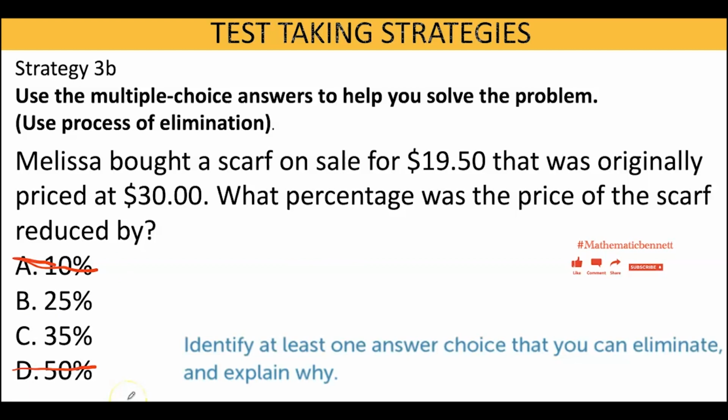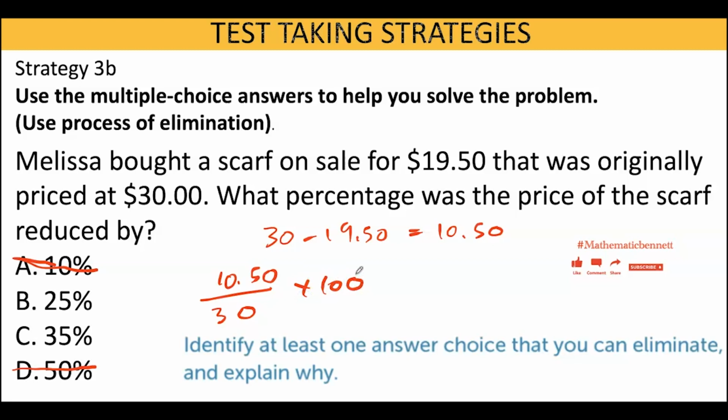We know that 50% would be $15 and we saw that it was 30 minus 19.50. Only $10.50 came off. So $15 was too much, and $3 was too small. Alright, so we can proceed now to solve our question. So we will have a 50% chance of making a mistake now, because we eliminated 2. And each question will have 2 obviously wrong answers that you can eliminate every time. Alright, so we have $10.50 divided by the original amount times 100. And we see that we get 35%.